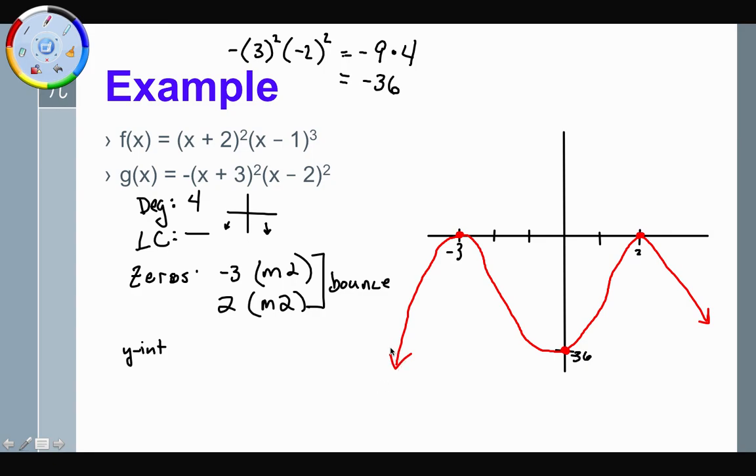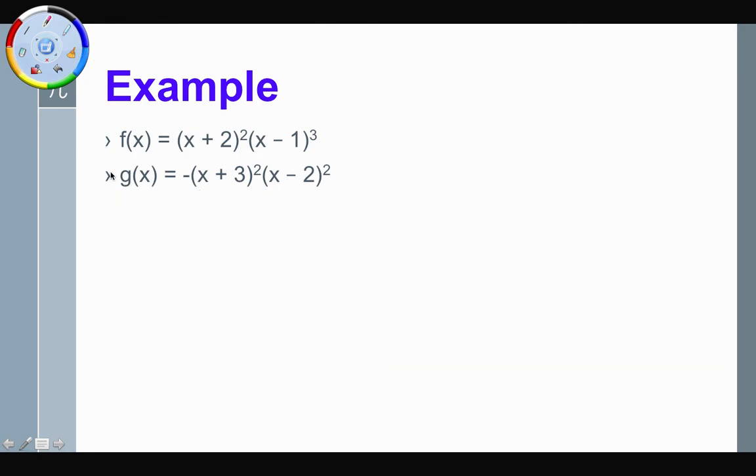Please do your best to draw smooth curves. There should be no corners. There's no sharp corners like this. Everything is a smooth turn. And make sure you make a note of all of these pieces that we need to take note of.